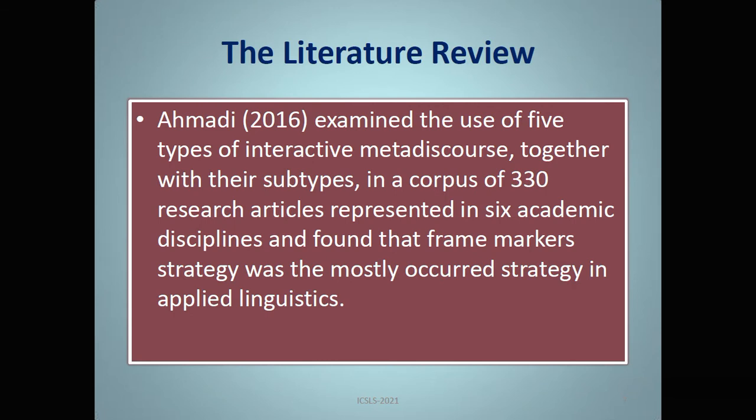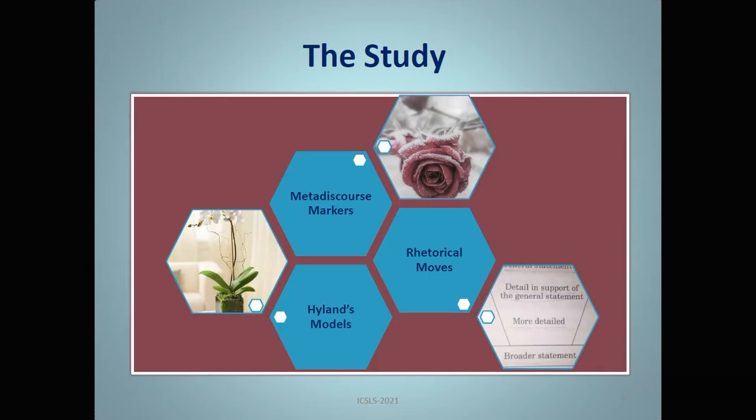Ahmadi, 2016, examined the use of 5 types of interactive metadiscourse together with their subtypes in a corpus of 330 research articles represented in 6 academic disciplines, and found that frame markers strategy was the most occurring strategy in applied linguistics. For this study, we have excluded emotional moves, cultural backgrounds, and thinking moves. At the same time, Hyland's model of interactive and interactional metadiscourse markers has been applied as the theoretical framework.